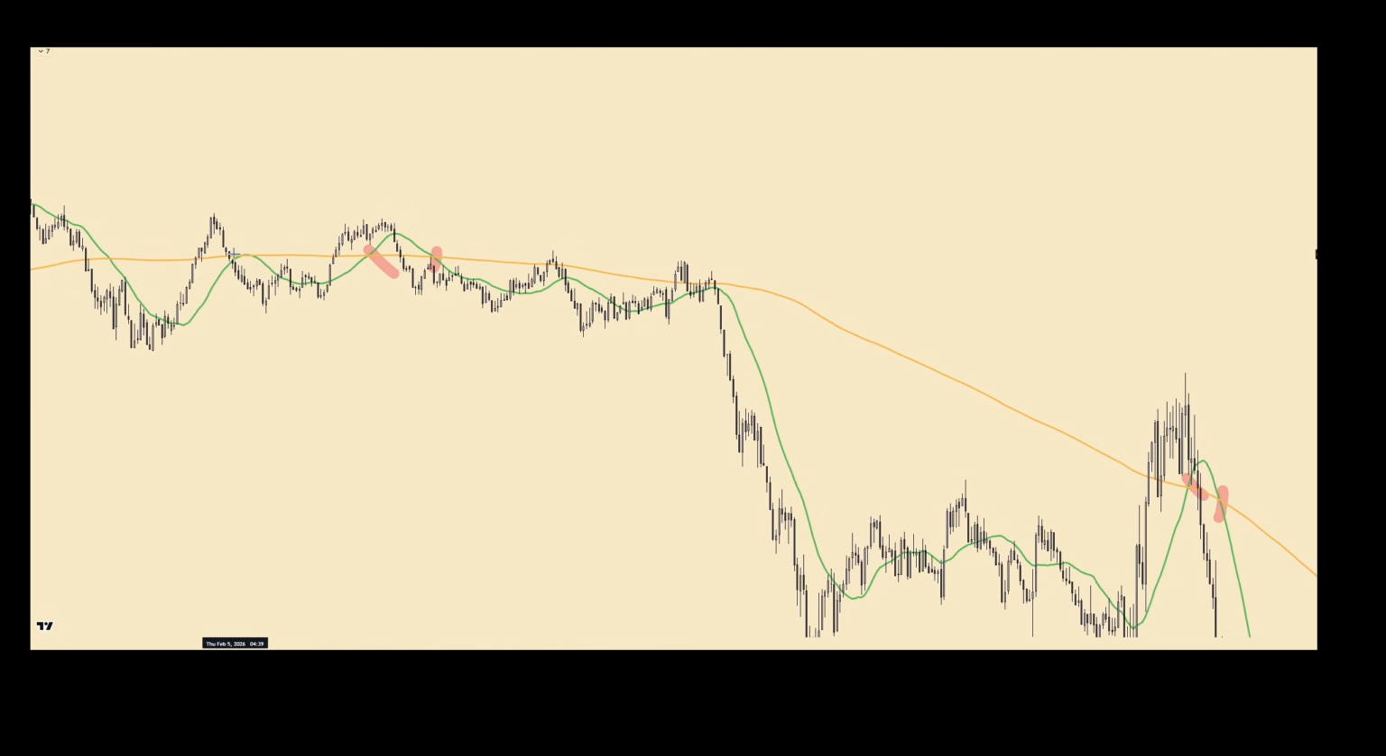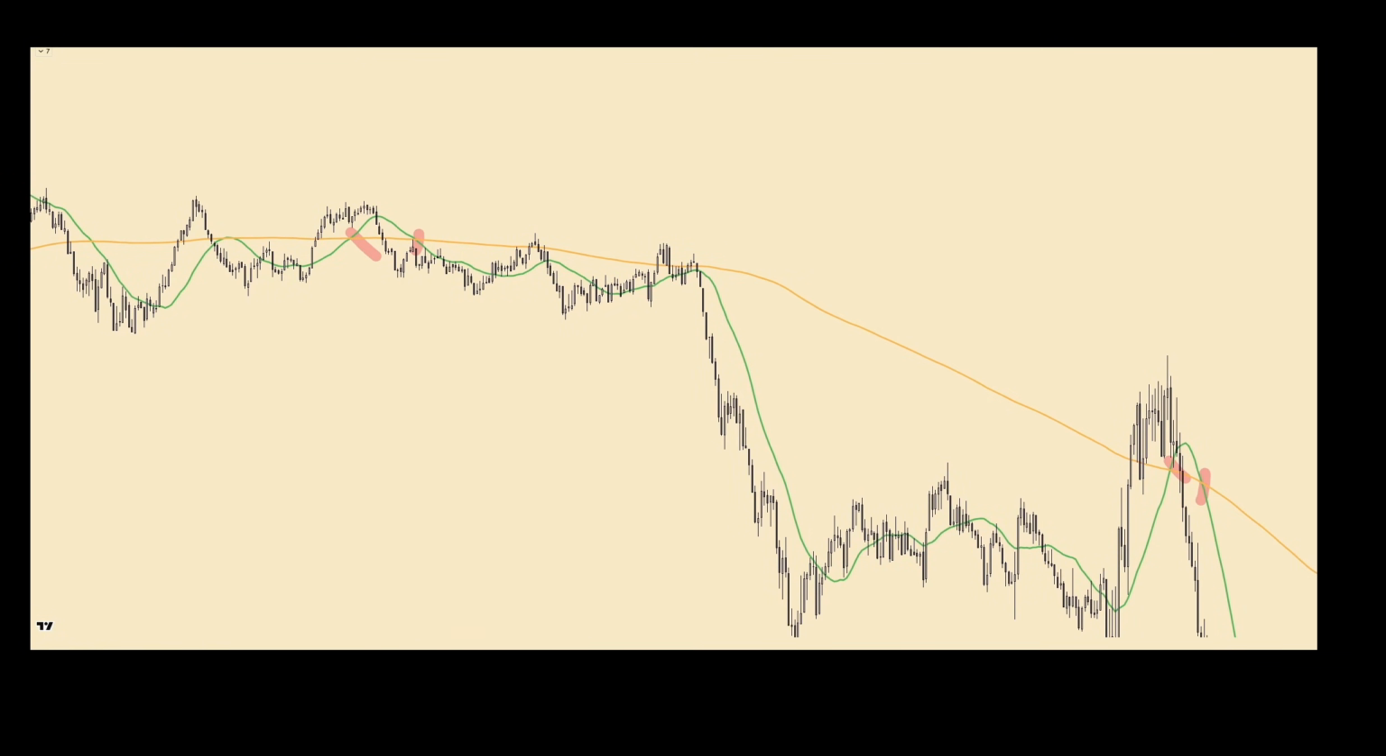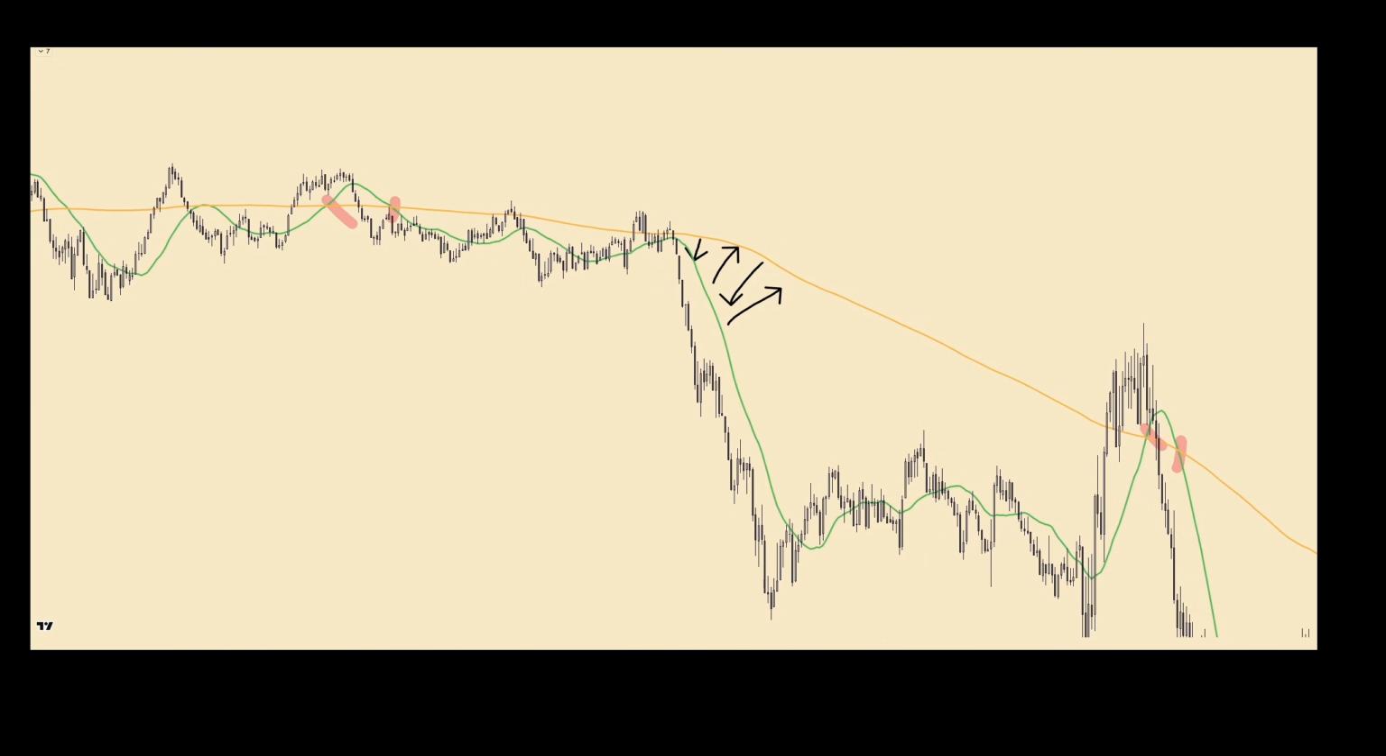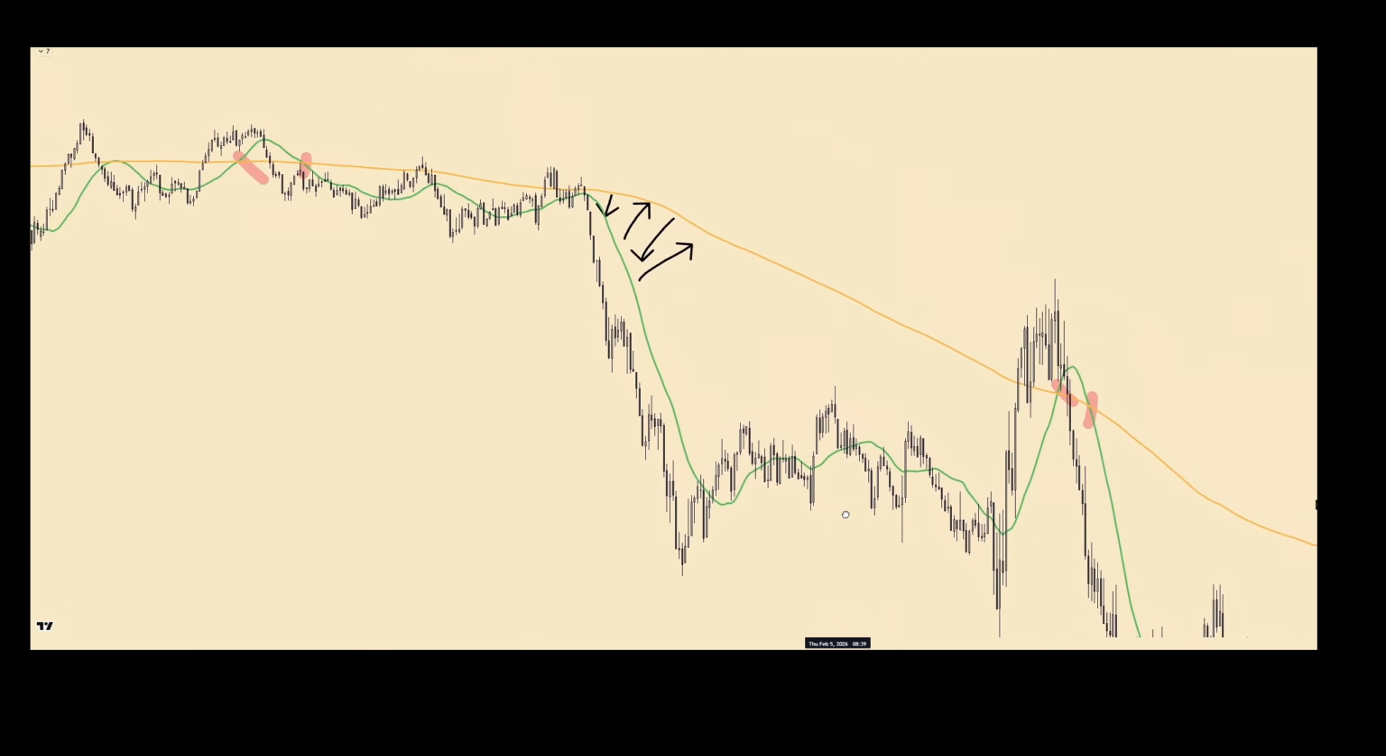We want to see the 20 SMA cross the 200, and then we want to see the moving averages expanding away from each other. They are getting further away. Also, price is confirming it with its imbalances or lower lows and lower highs. I mean, with its structure. When we see all of these alignments, we get a chance for higher probability setups.